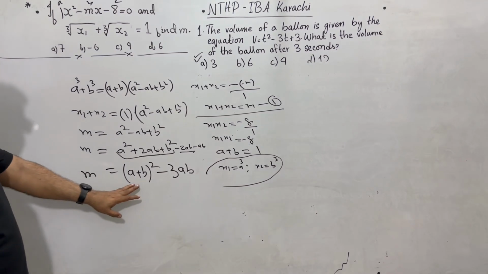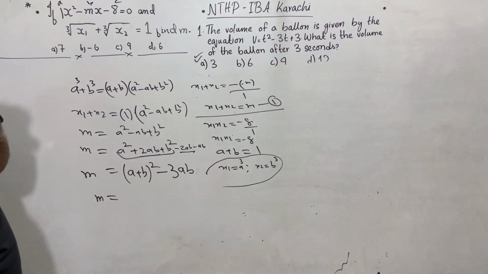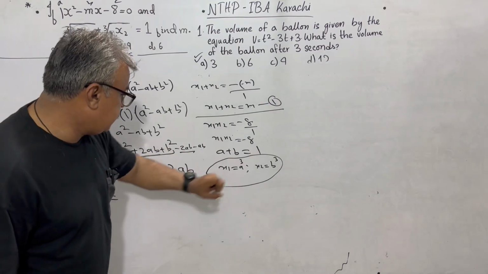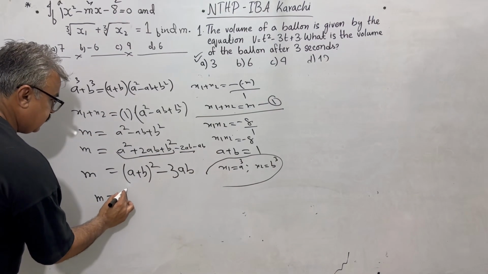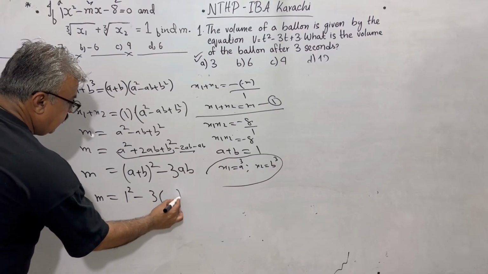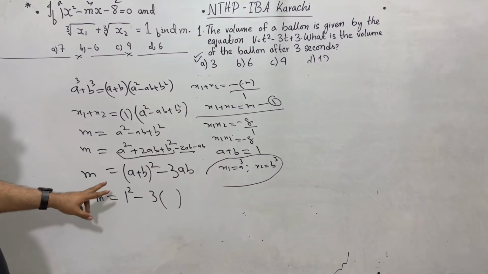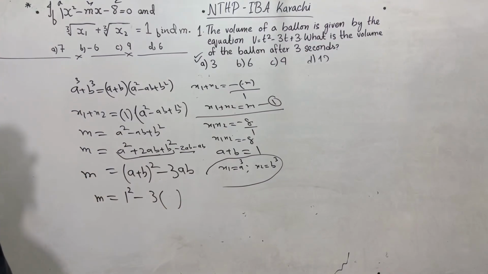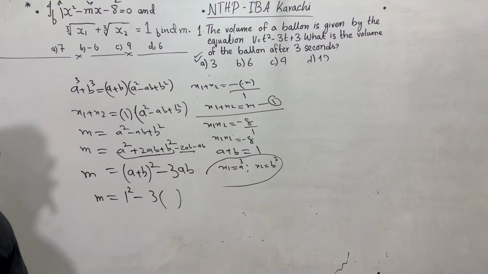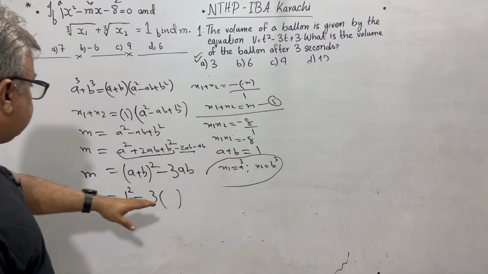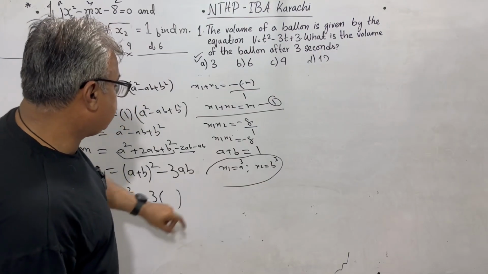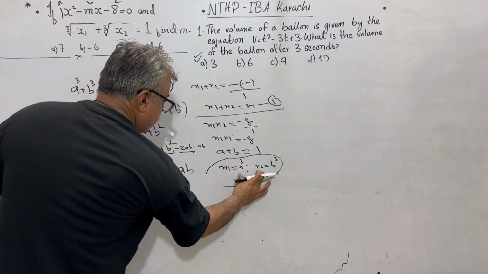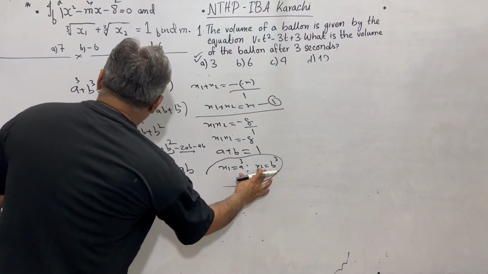Now a plus b is equal to what? I have the value: a plus b is equal to 1. That's 1 square minus 3 times a into b. What is ab? What is the nature of a and b? I must have the value of this one. What is the value of ab? Here I can manage the value of ab from here.